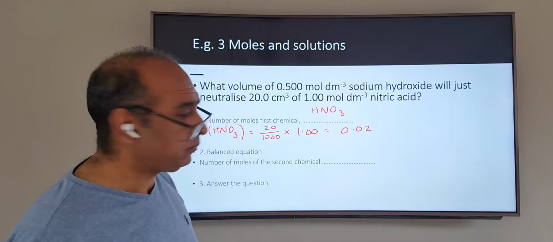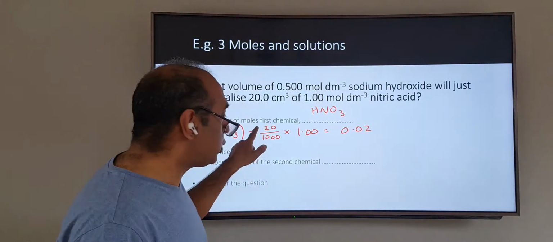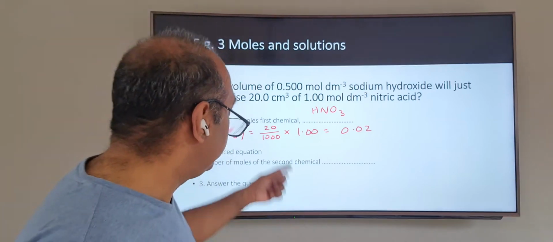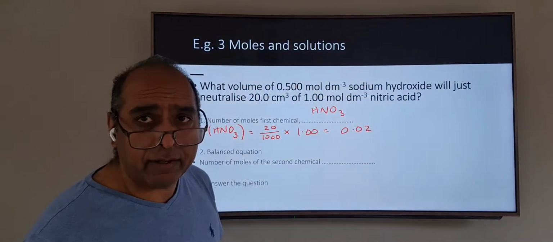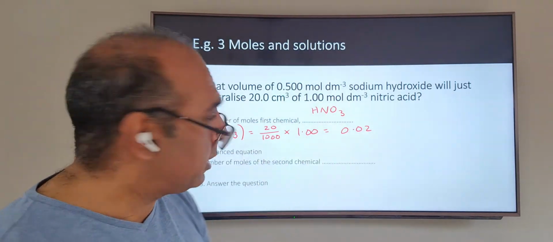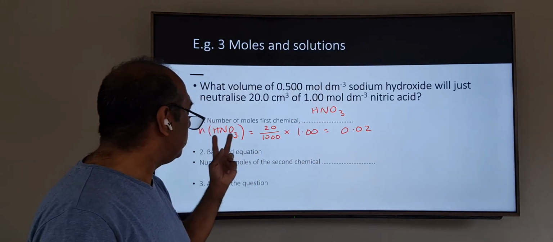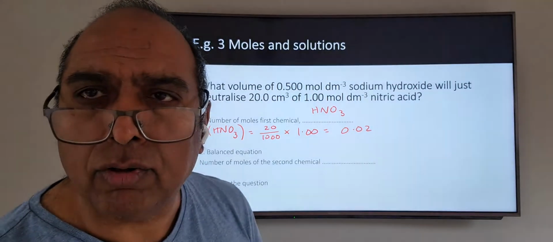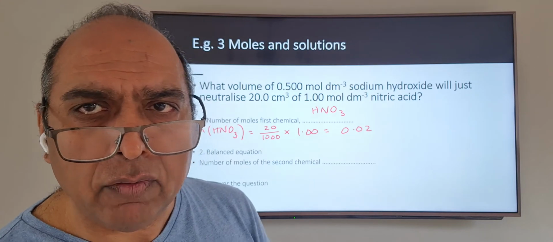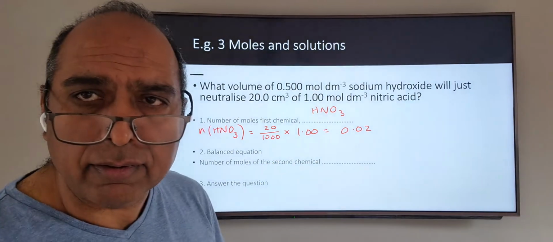Number of moles of the first chemical, nitric acid. Here we go. The number of moles of it is volume in litres times concentration. So it's 20 divided by 1,000. A lot of my students forget that. Don't forget that. Convert it to litres. 20 over 1,000 is the conversion into litres, and you multiply it by the concentration of 1.00. So the number of moles of nitric acid is that many moles. Easy, because that's all you could do. The only number of moles you could work out was nitric acid, because you had a volume and a concentration.